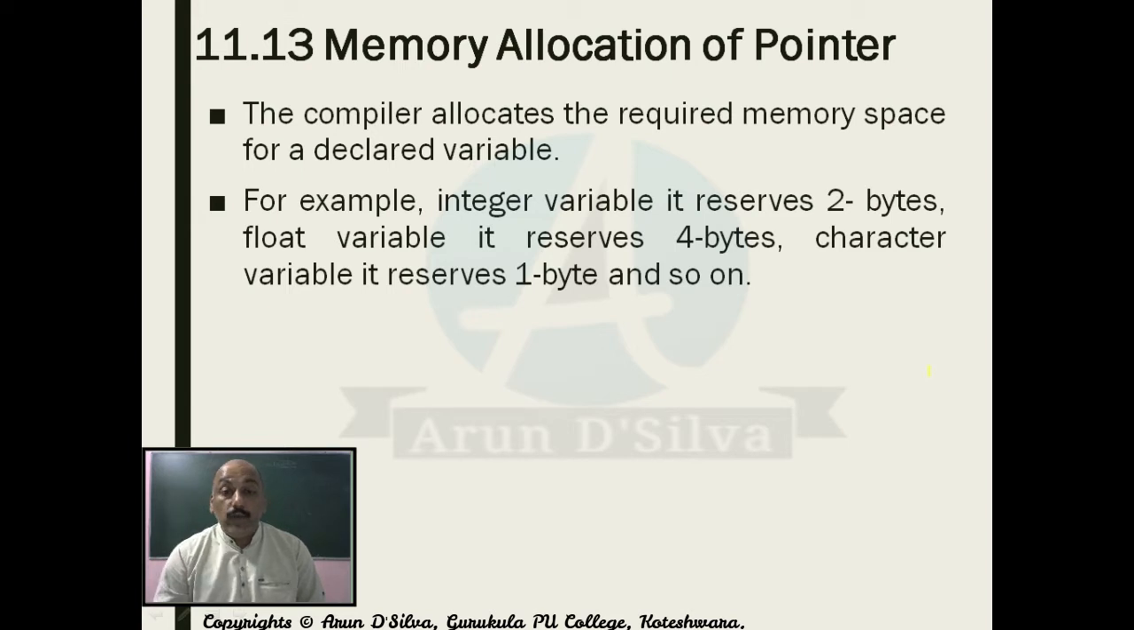If you are using a float type array of size 10, then 10 into 4, that is 40 bytes, will be allocated. If it is a character type array of size 10, then 10 into 1 is 10 bytes will be allocated. So this is about memory allocation when you go with the basic data types.